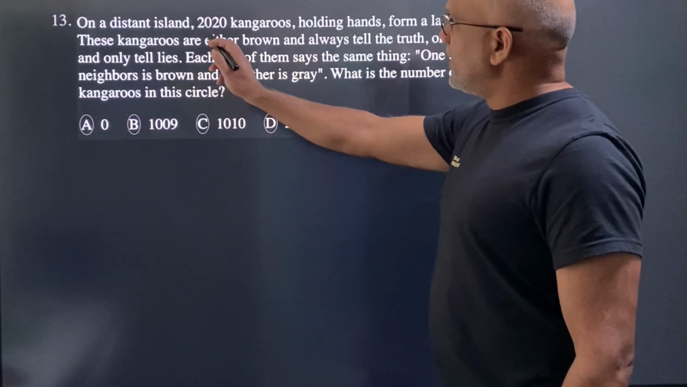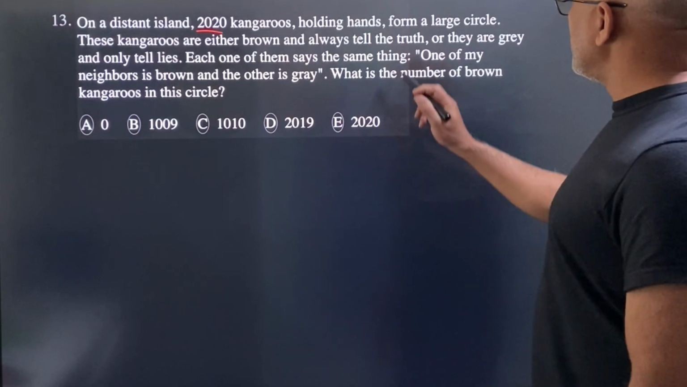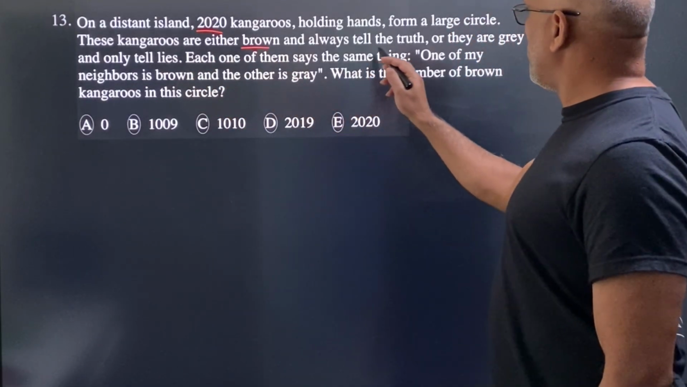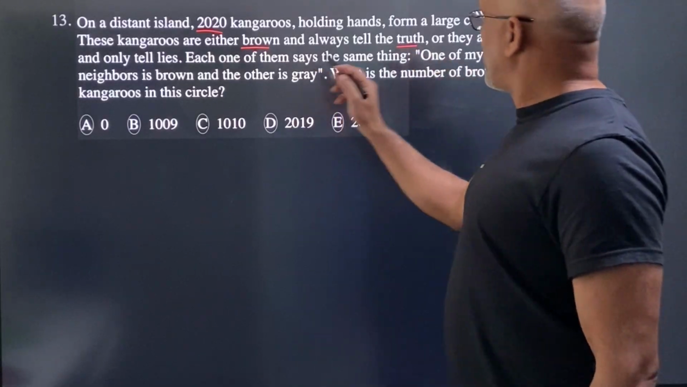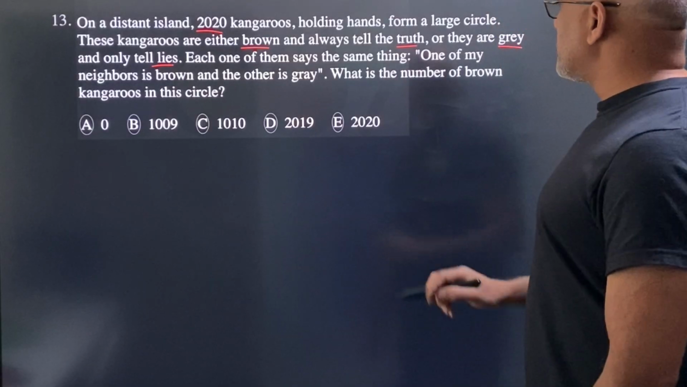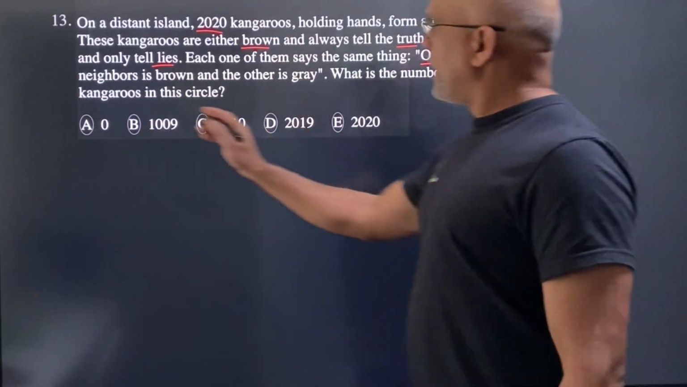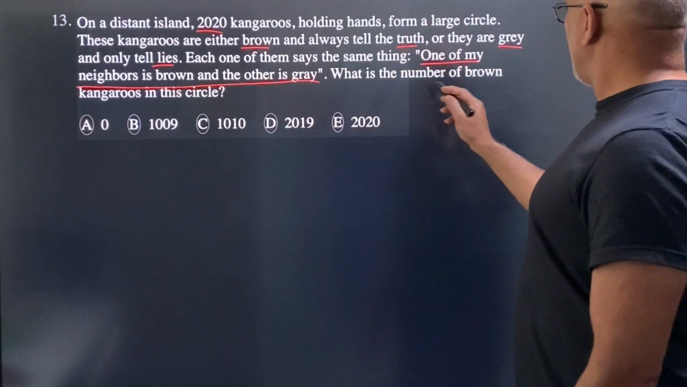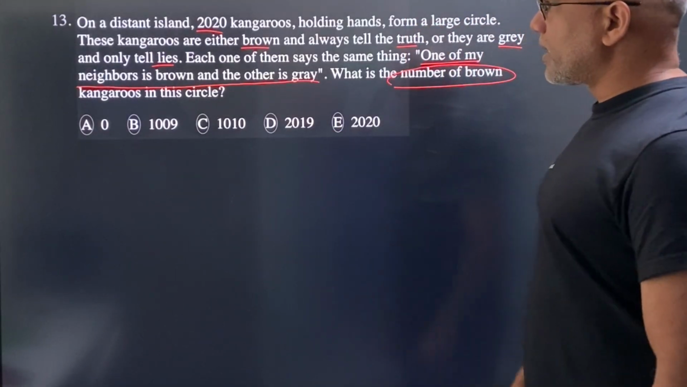On a distant island, 20 kangaroos holding hands form a large circle. These kangaroos are either brown and they always tell the truth, or they are grey and they lie. Each of them says the same thing: one of my neighbors is brown and the other is grey. What is the number of brown kangaroos in the circle?